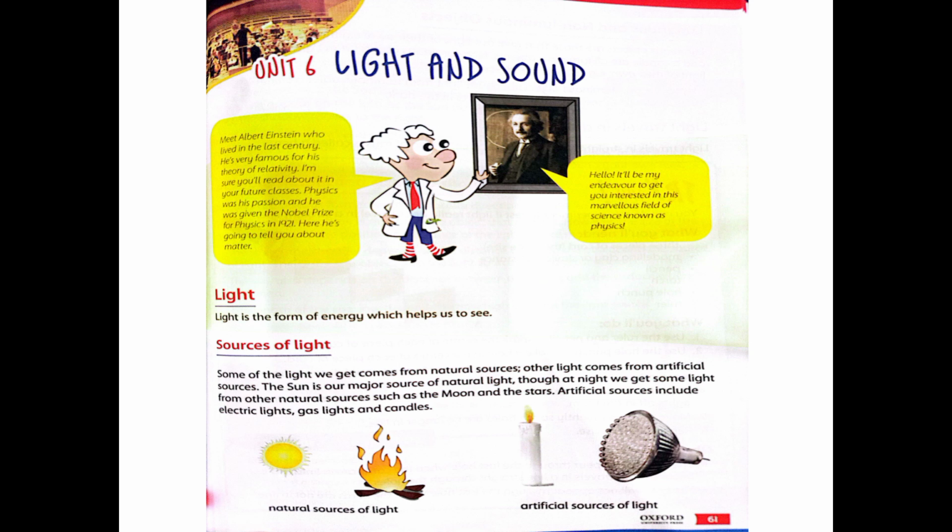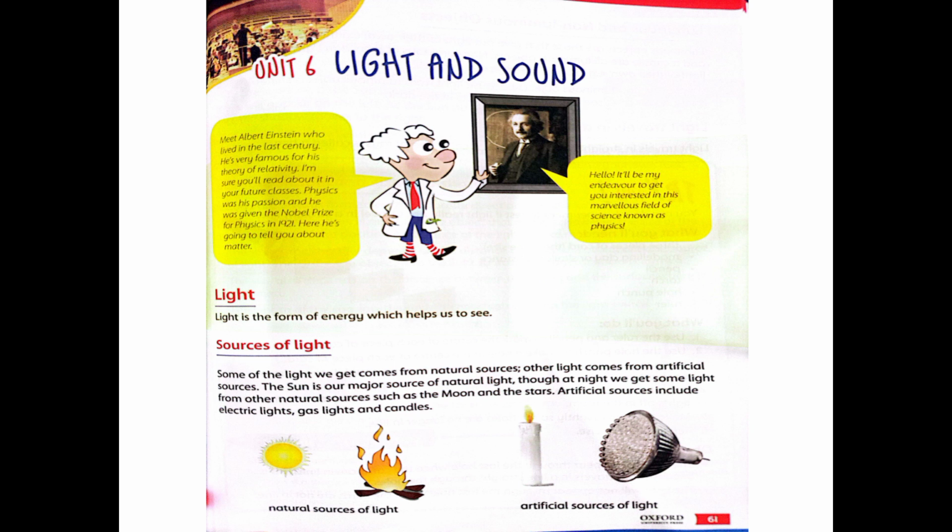Now we start the reading. Light. Light is a form of energy which helps us to see. So we see things around the world with the help of light. If there is no light, there will be darkness, and when there is darkness, we will not be able to see things. Sources of light.